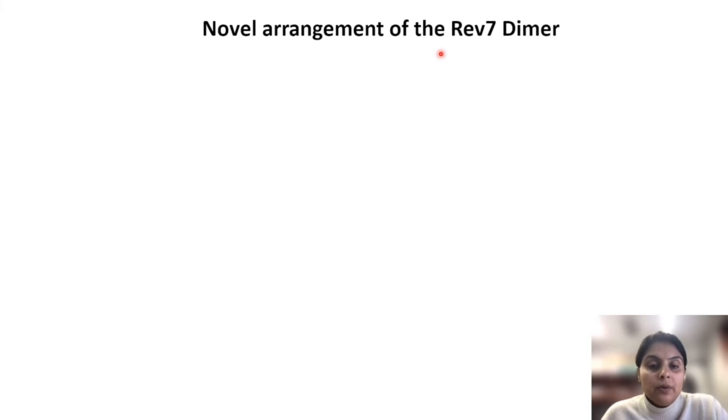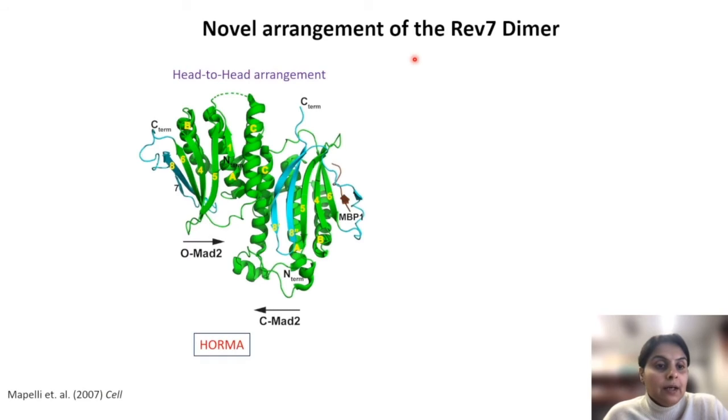So now I'm going to switch gears and talk about the second important and unique subunit in the Pol Zeta holoenzyme called Rev7. As I mentioned before, Rev7 belongs to the HORMA family of proteins such as MAD2, which exist as dimers. The monomers here are usually arranged in a head-to-head arrangement where basically the C helix forms a symmetric interface with the C helix of the second monomer.